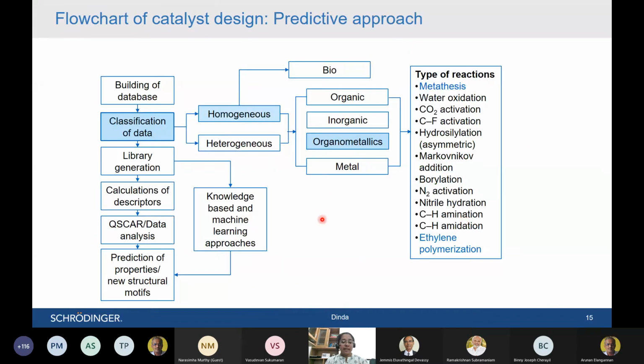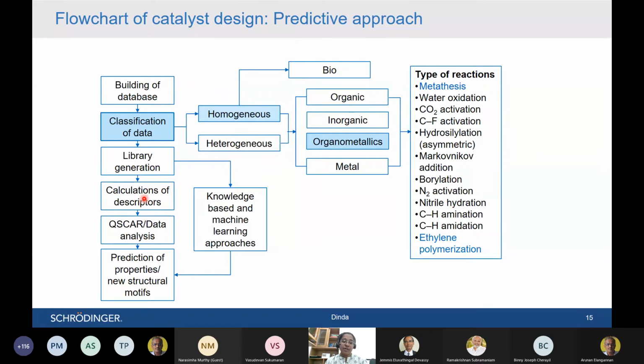So this is a flow chart I already mentioned. Here, in the data classification, I am currently working on homogeneous organometallics, and there are a few types of reactions we are interested in. We have a database for metathesis, the Hoveyda-Grubbs metathesis reaction, and some for ethylene polymerization with Pincer-type catalysts. Once you have the data, you organize it and calculate the descriptors.